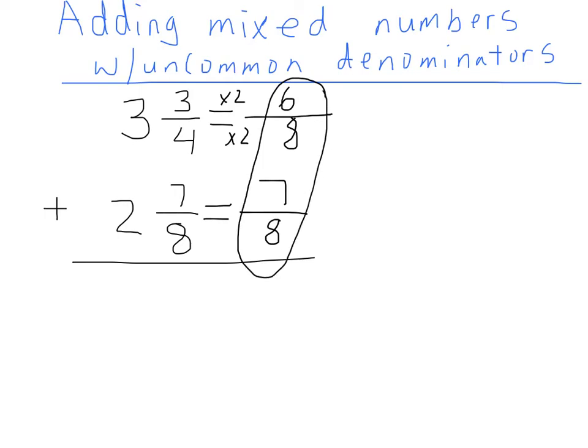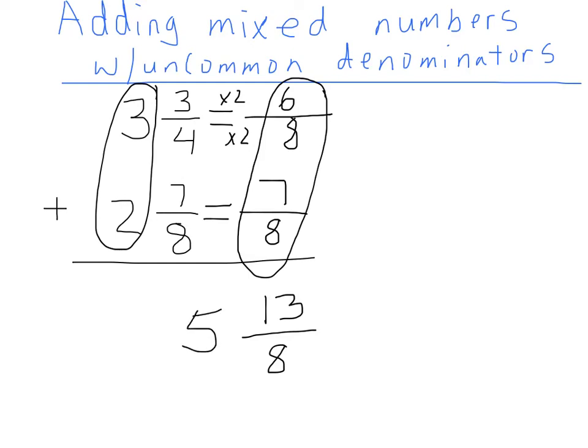And when I add 6 plus 7, I know that's equal to 13, and I have an 8 there, but I cannot forget about my whole numbers over here, 3 plus 2, which equals 5. So my answer is 5 and 13/8.